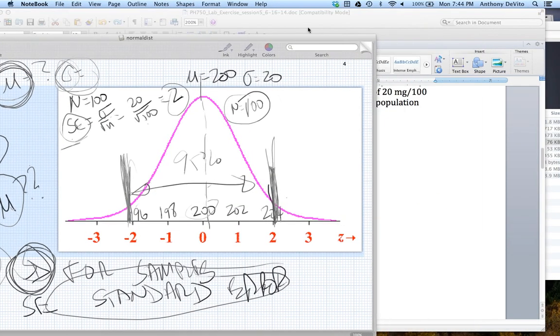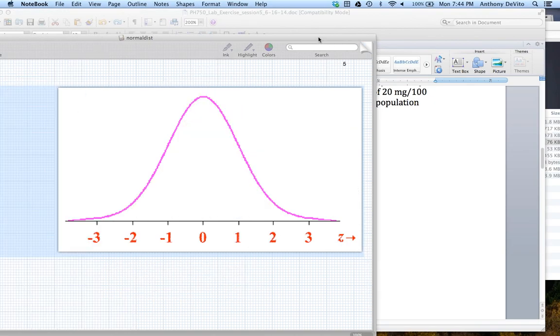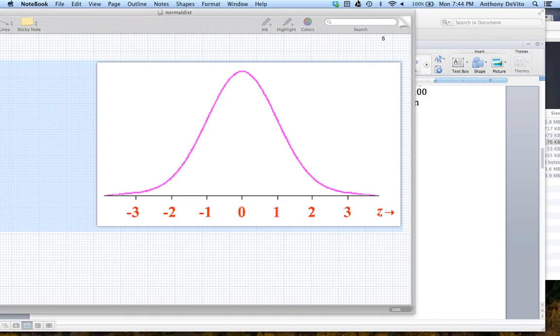Okay, that's ugly. Let me change that. Okay, here, let me put this distribution in here. So remember, we're dealing with the population now. The mean is 200, the standard deviation is 20, and we're dealing with 225. So we want to know the probability of being above 225. That's what the question asked us, right?